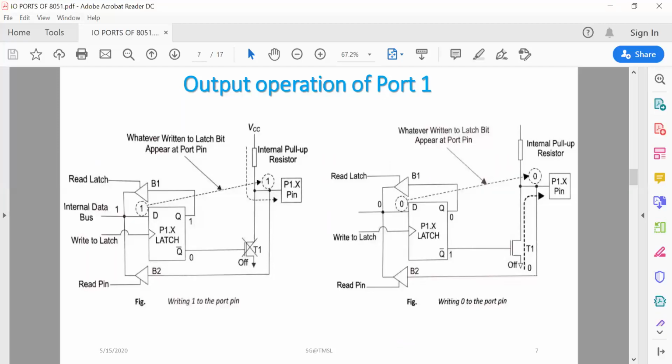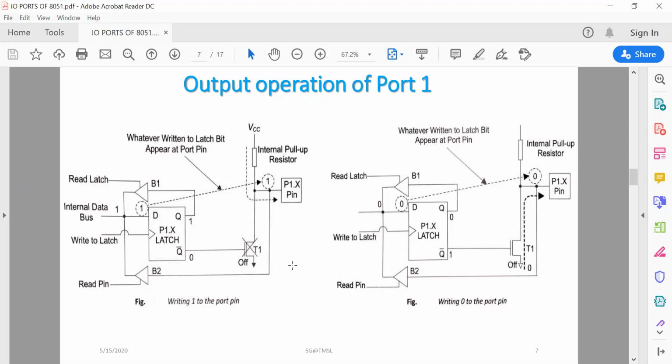Whatever level, 1 or 0, which is written over here, these are two different cases. This picture is used to describe writing 1 to the port pin, and this figure is used to discuss writing 0 to the port pin. First we need to discuss this one. If it is 1 or 0, whatever it is, the same level will directly appear on the port pin.